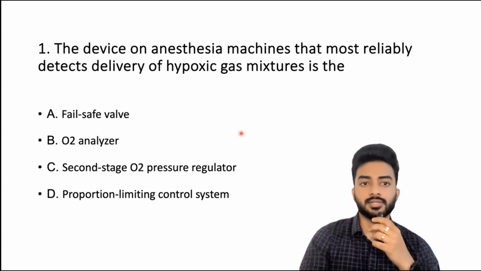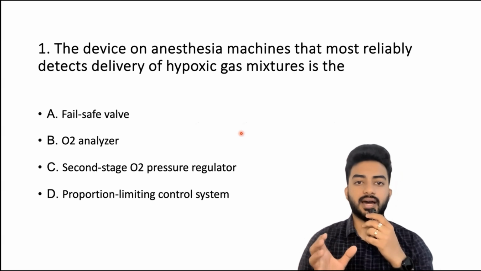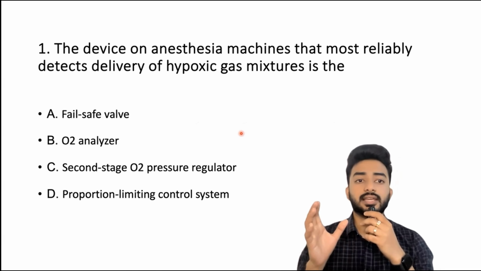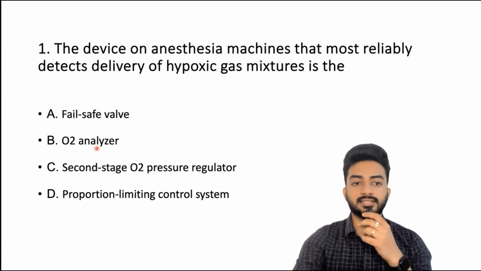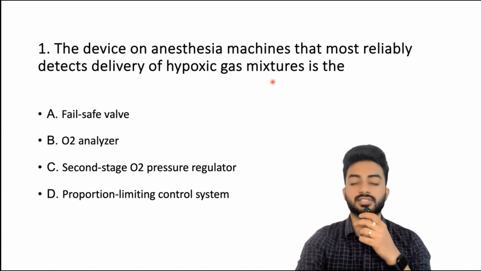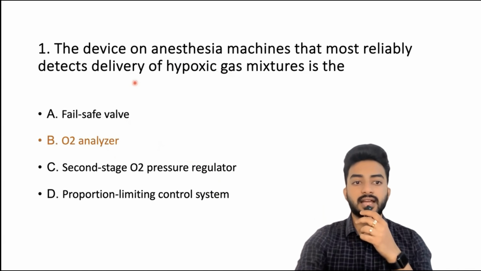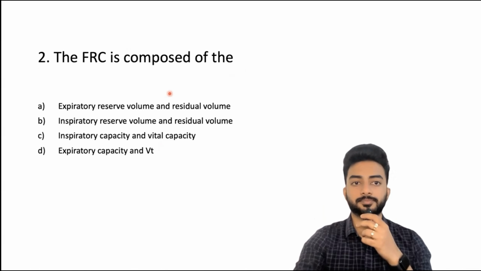So from the question, they're asking which part of the anesthesia machine can detect the hypoxic gas mixture. So it has to measure the oxygen. So the direct answer is O2 analyzer. Others can measure the pressure difference, whereas the O2 analyzer is the only device in the anesthesia machine which can measure the hypoxic gas mixture, that is the percentage of the oxygen. So the answer is B, O2 analyzer.